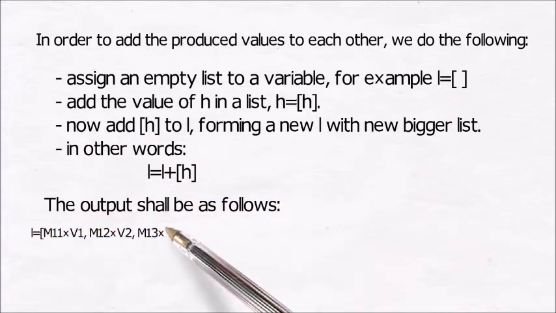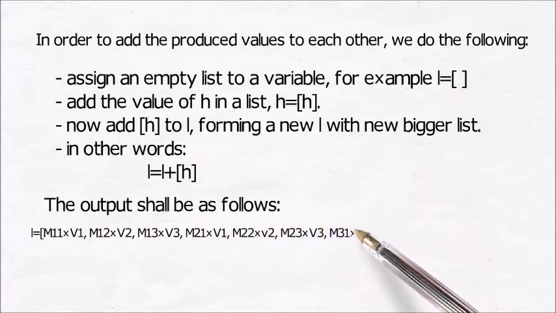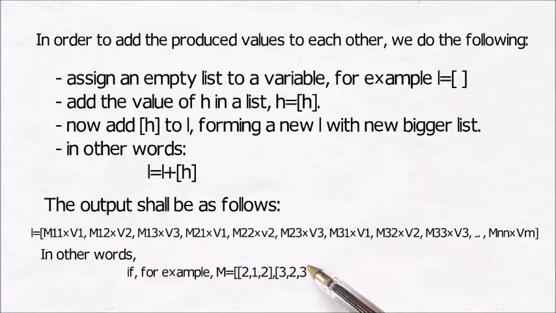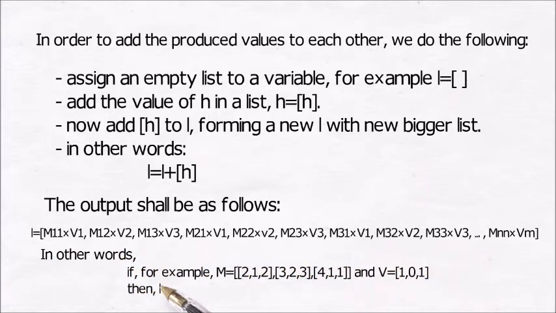L equals m11 multiply v1, m12 multiply v2, m13 multiply v3, m21 multiply v1, m22 multiply v2, m23 multiply v3, m31 multiply v1, m32 multiply v2, m33 multiply v3, till mnn multiply vnn.